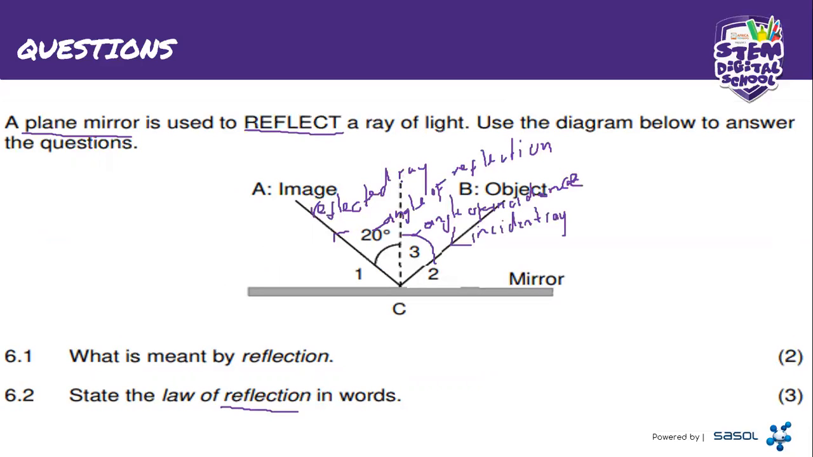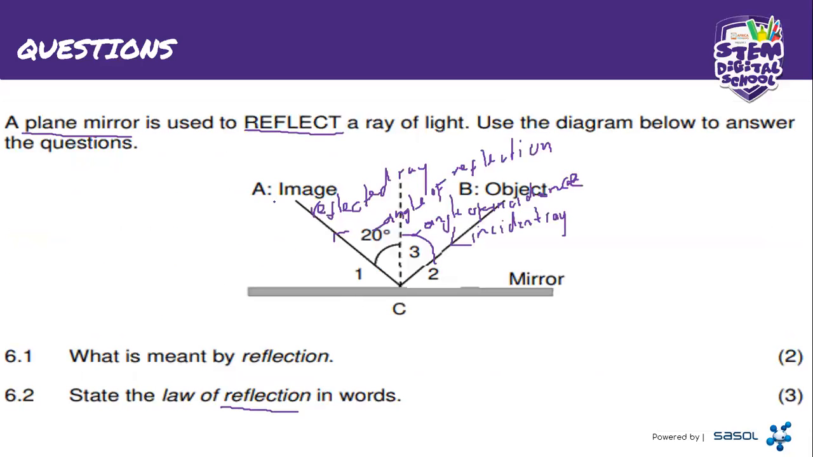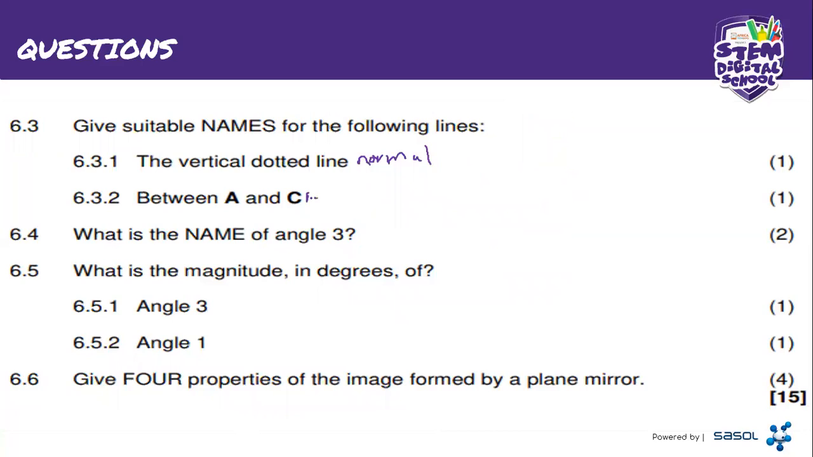So the vertical line there, I can see that there I have a surface. The vertical line is perpendicular to the surface, and that line is definitely the normal. And then that one between A and C, we have correctly identified that it is the reflected ray.